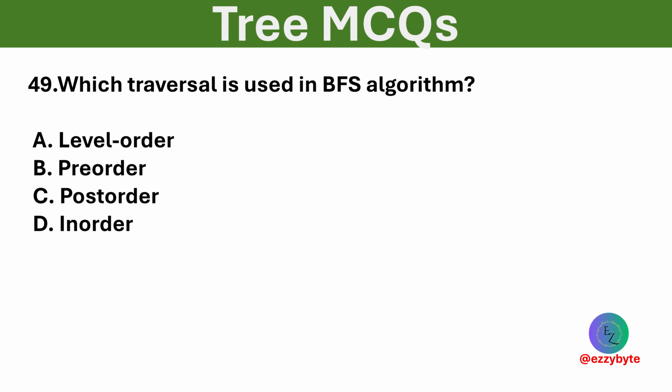Which traversal is used in the BFS algorithm? Options are level order, pre-order, post-order and in-order. Option A is correct.